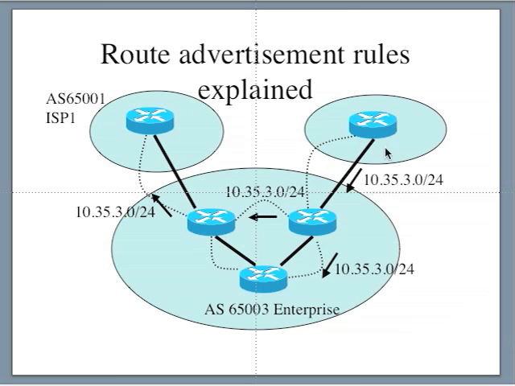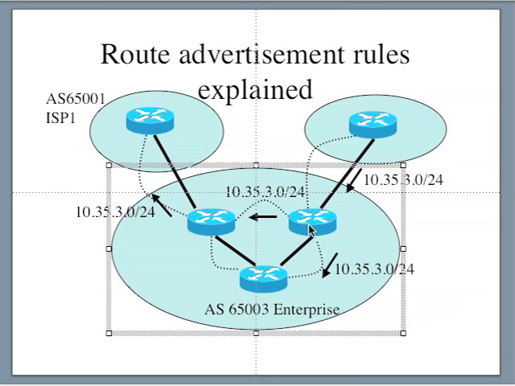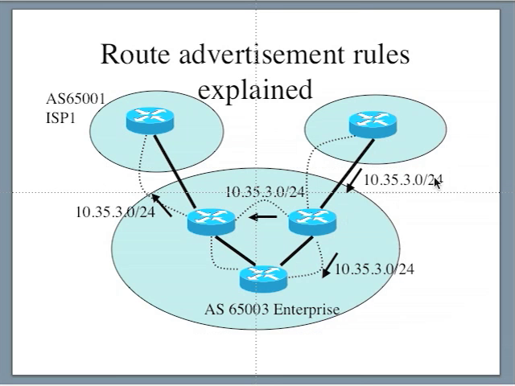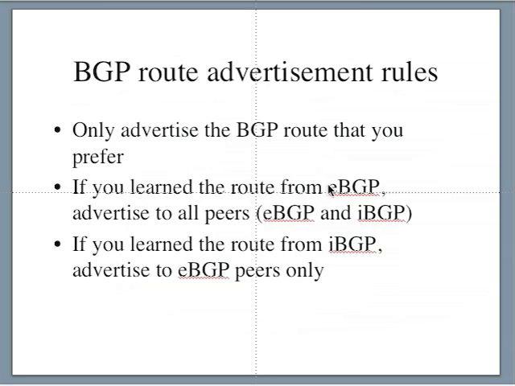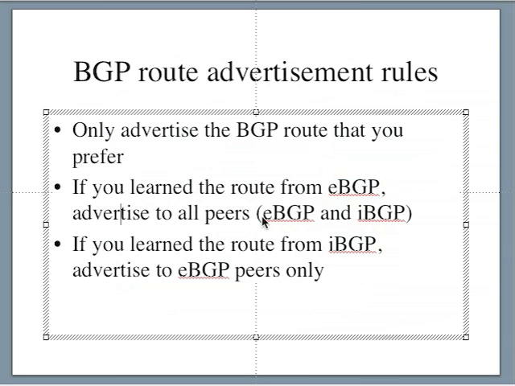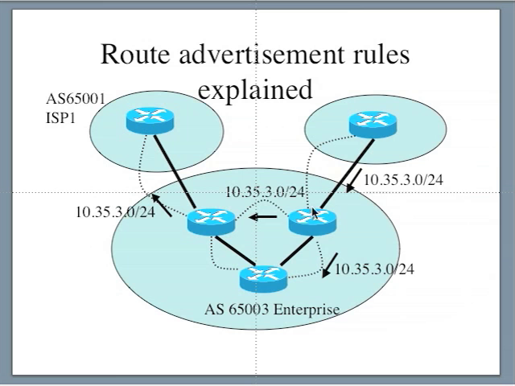So let's give an example. Here's a route which comes in from this autonomous system to this autonomous system. The BGP update comes in through an eBGP peer. So again, going back, if you learn the route from eBGP, you advertise to all peers. So this router will advertise that route to all of its peers, and it has 2 other peers that it did not receive the route from. So it sends it via both iBGP peers to this router and to this router.